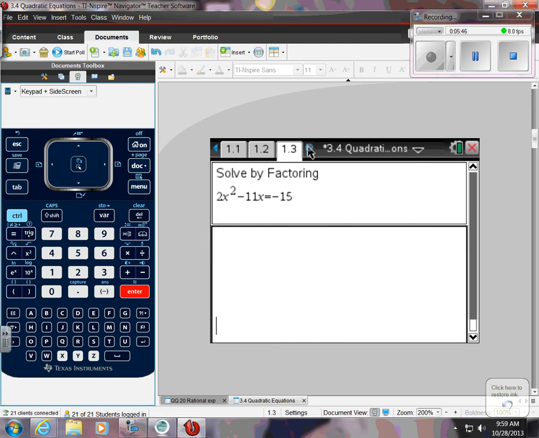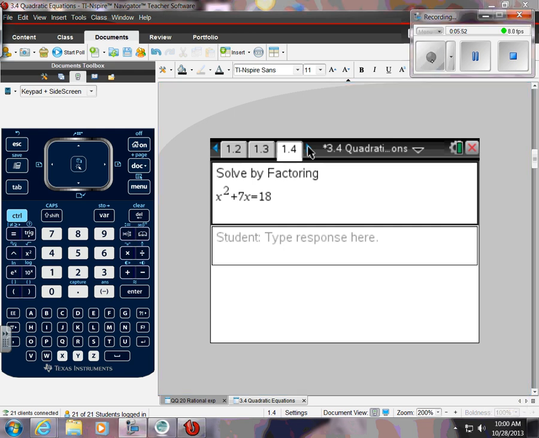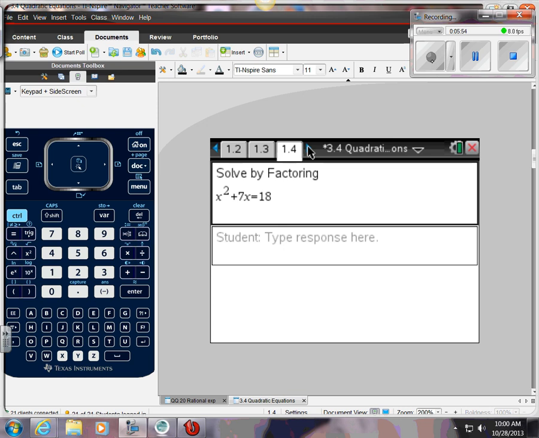All right, let's look at the next page. Go ahead, I want you to give it a shot. See if you can try it on your own. We'll go over it in a second. Okay, first step: subtract 18. Don't say minus, it's not a verb.